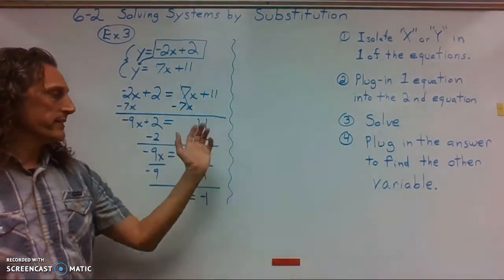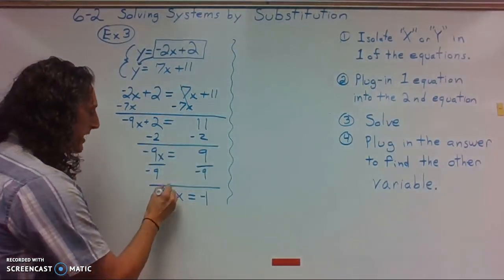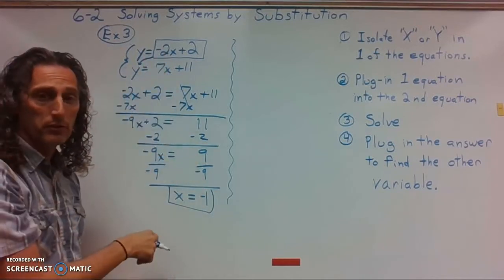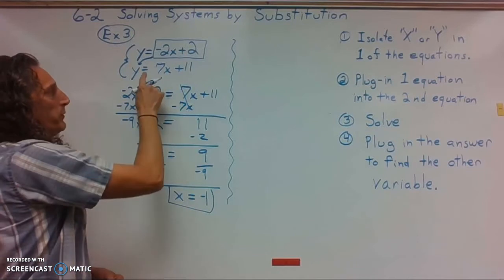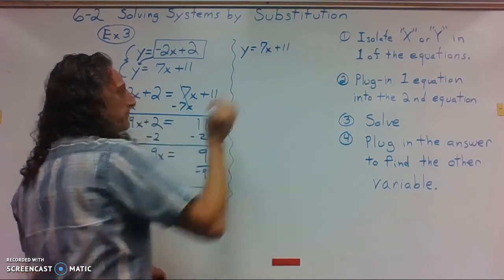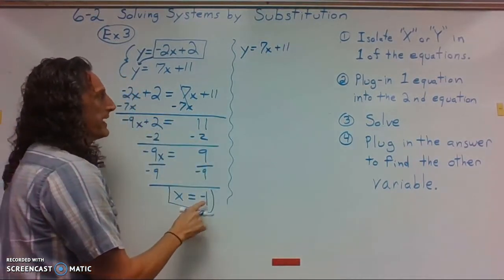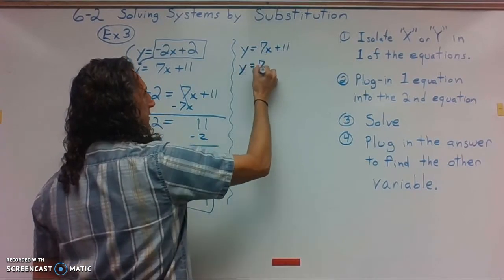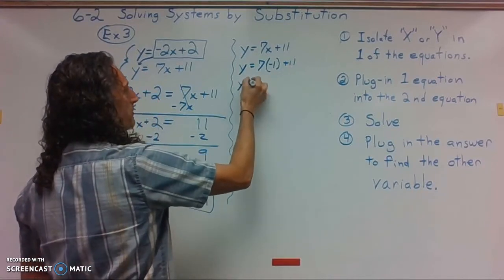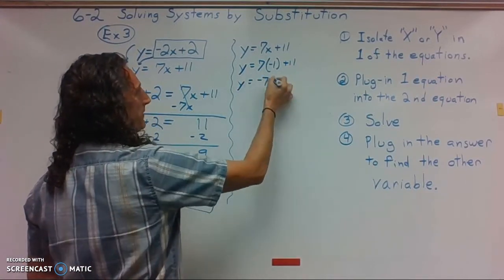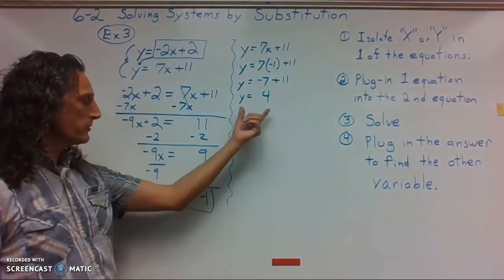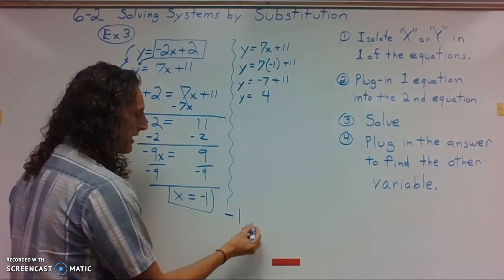Now, step 3, we already did step 3. Step 4, we got to plug this back in. So we have our x equals negative 1. It doesn't matter which one you plug this into, right? So let me plug it into the second one. So I'm going to put my y equals 7x plus 11. Right? I'm going to plug in my negative 1. So now I'm going to have y equals 7 times negative 1 plus 11. And then I'm just going to solve. So 7 times negative 1 is negative 7 plus 11. Y is going to equal 4. Right? So my answer will be negative 1 comma 4.